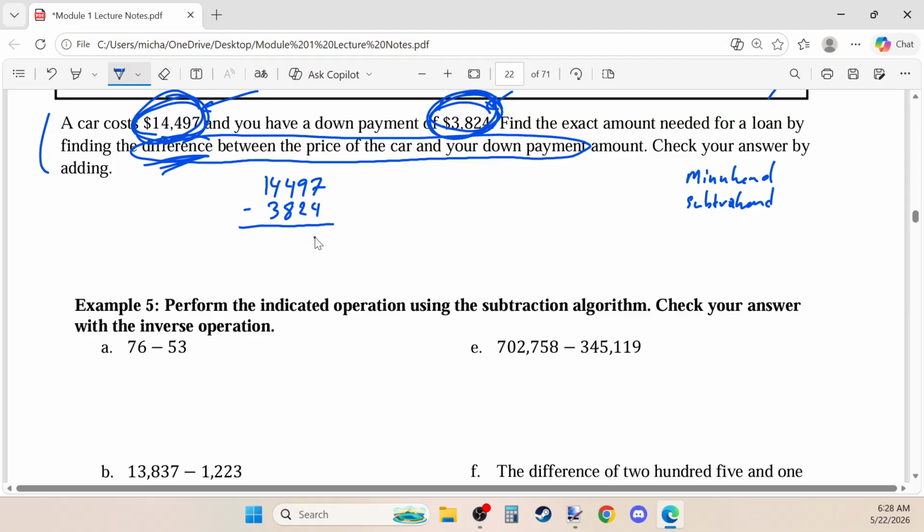So 7 minus 4 is 3. 9 minus 2 is 7. 4 is smaller than 8, so I'm going to have to borrow. I take 10 from the next column over. 14 minus 8 is 6. 3 minus 3 is 0. And 1 minus nothing is 1. So the amount that is left to pay is 10,673. This is called the difference.